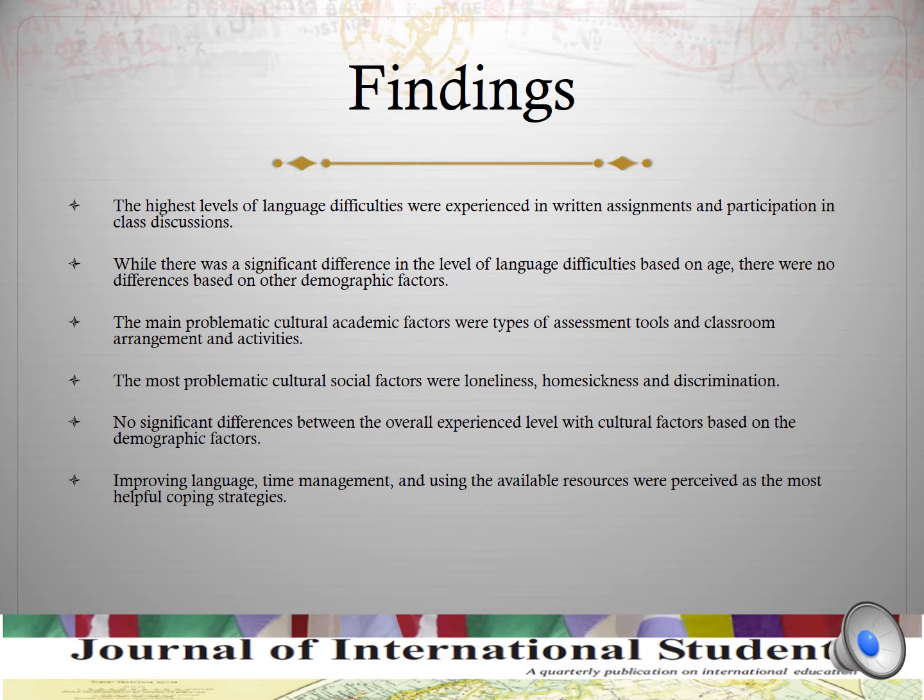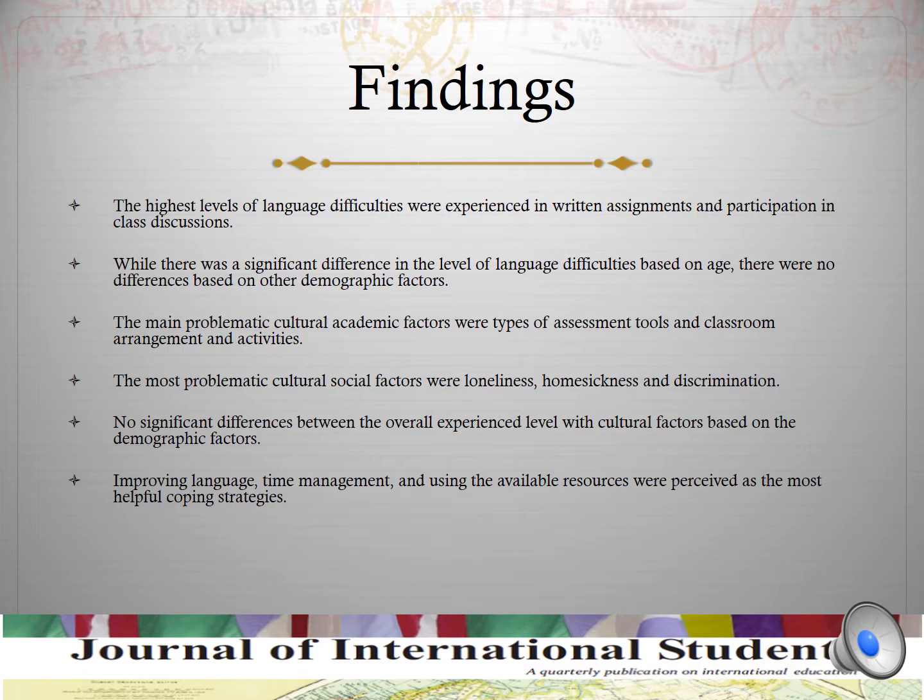The study reveals that the highest levels of language difficulties were experienced in written assignments and participation in class discussions. While there was a significant difference in the level of language difficulties based on age, there were no differences based on other demographic factors. With respect to cultural factors, types of assessment tools and classroom arrangement and activities were the main problematic academic factors. Loneliness, homesickness, and discrimination were the most problematic social factors. No significant differences were found between the overall experience level with cultural factors, both academic and social, based on the demographic factors.